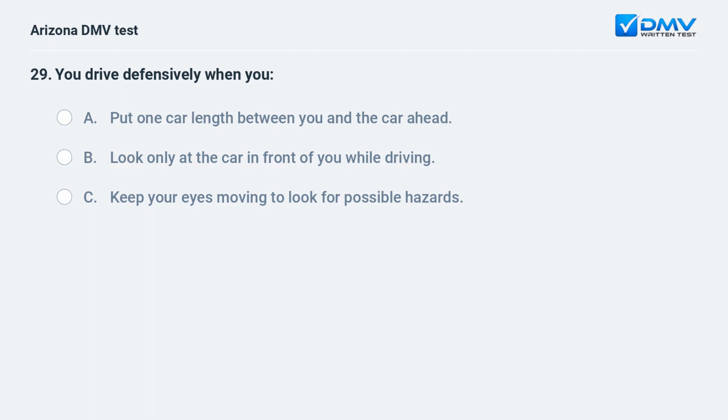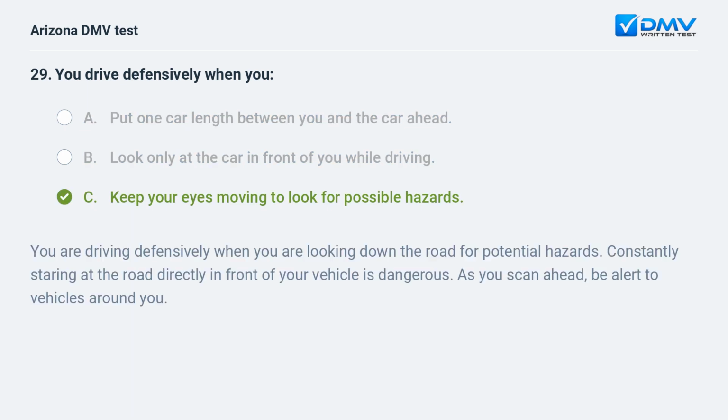You drive defensively when you A. Put one car length between you and the car ahead, B. Look only at the car in front of you while driving, C. Keep your eyes moving to look for possible hazards. C. Keep your eyes moving to look for possible hazards. You are driving defensively when you are looking down the road for potential hazards. Constantly staring at the road directly in front of your vehicle is dangerous. As you scan ahead, be alert to vehicles around you.